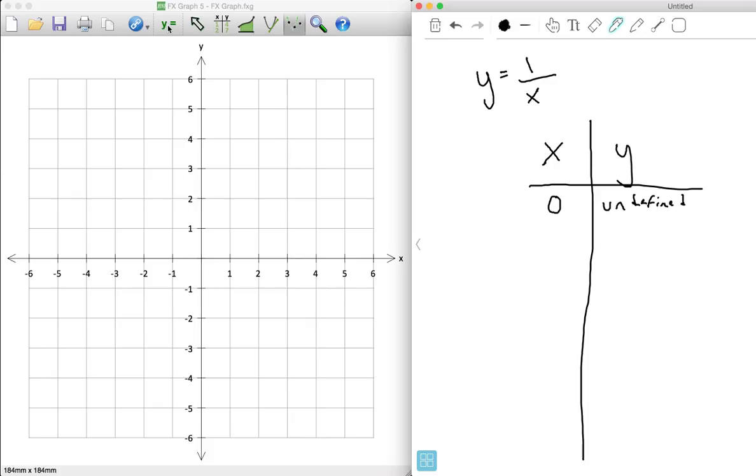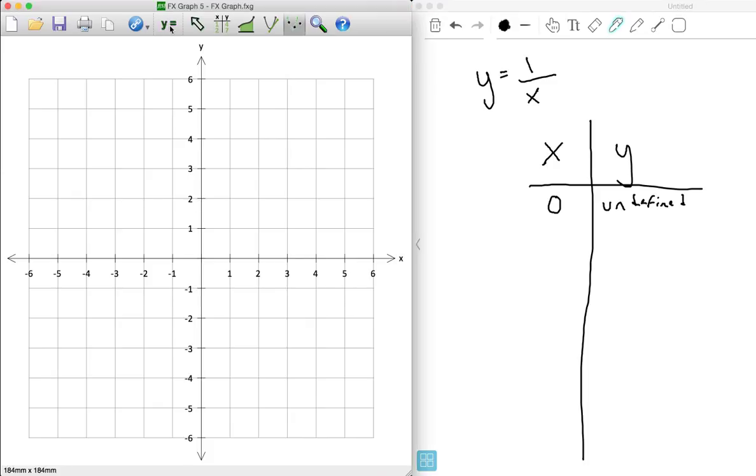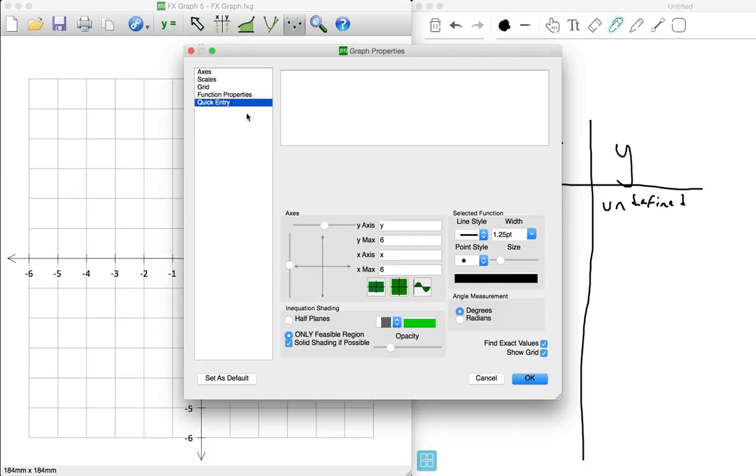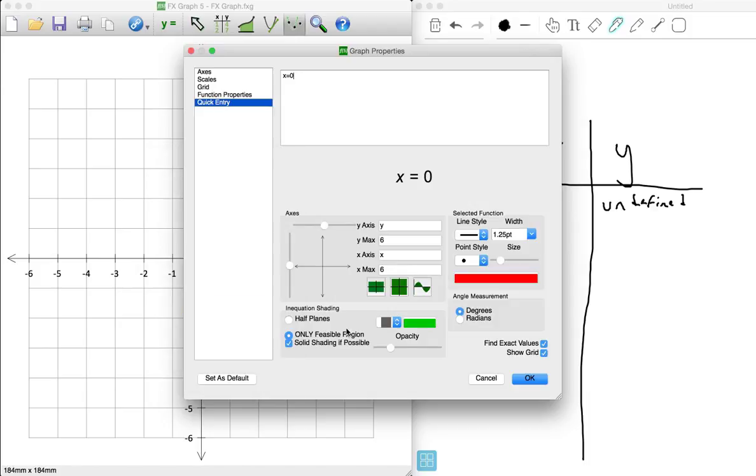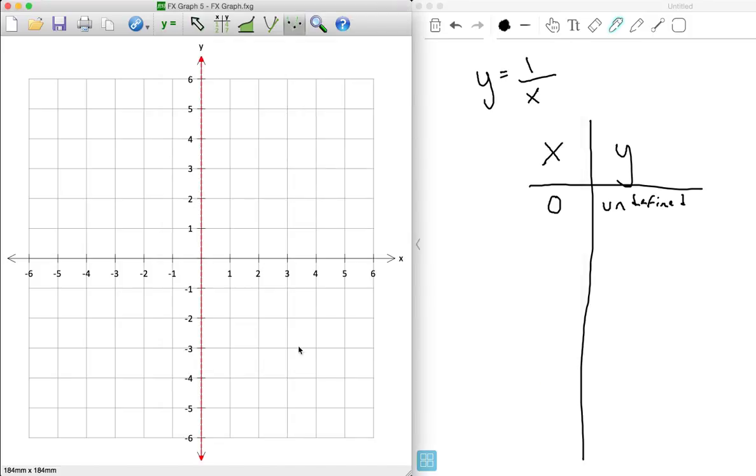Now again, if you haven't done asymptotes yet, if you don't know what an asymptote is, don't worry about it. Come back to this video in the future when you've seen them. Okay, I'm going to put an asymptote in here, and because I've got some nice color, I'm going to make it red. And like any asymptote, I'm going to make it dotted. Okay, so you can see there's an asymptote on the y-axis, right?